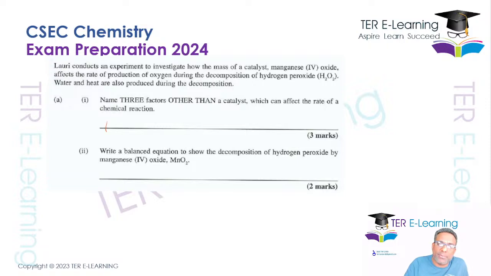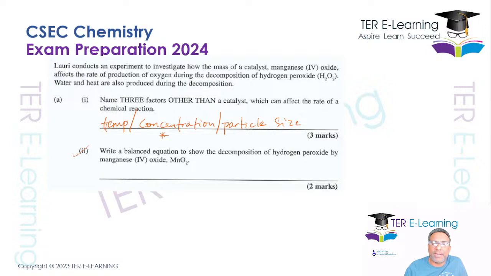So in this case here, we can see temperature, concentration, particle size. You only want 3. Now, I know some people are going to say pressure, but you only say pressure when the reagents are gases. So for me, I will try to avoid pressure as much as I can, because pressure is equivalent to concentration when it comes to gases. So we have temperature, concentration, particle size.